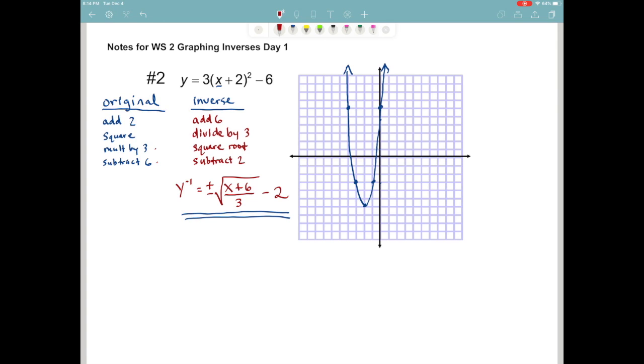So what we can do then, another technique for graphing, is let's just take the points that we had from our first one. We're going to flip them and then create a table for our inverse function and then graph those.